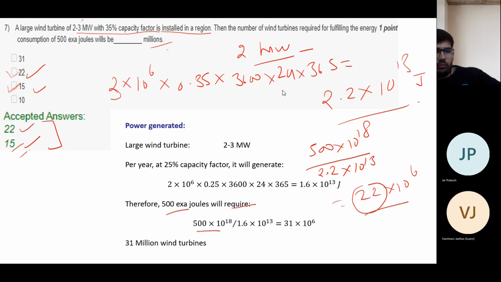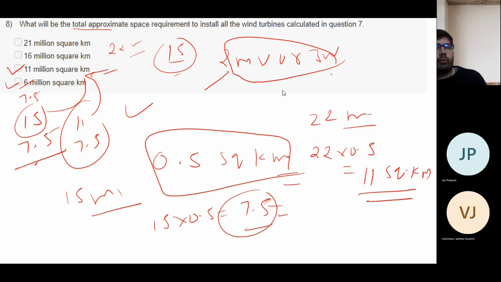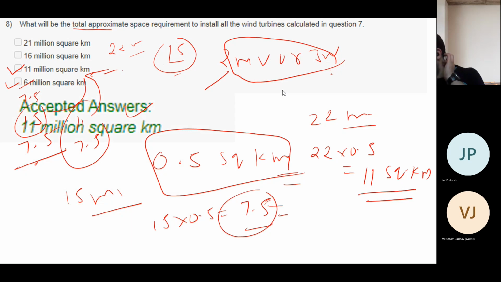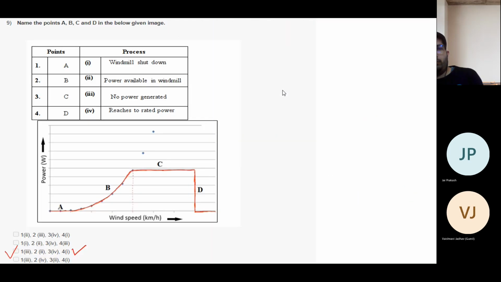So this is the formula. Similarly, based on that question, we have to tell the space required. Basically, one wind turbine of 2 to 3 megawatt requires 0.5 square kilometer. Based on that, you can find out the space. Check all the options. Only one option is correct, because only 11 million is correct. Because we require 22 million wind turbines, multiply with 0.5. So 11 million square kilometers will be the required space for the installation of the wind turbines. So these are the points and the process.